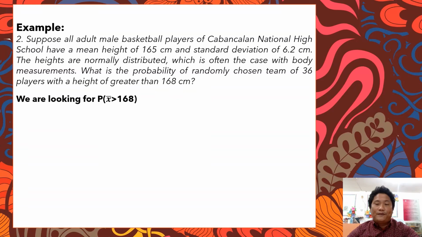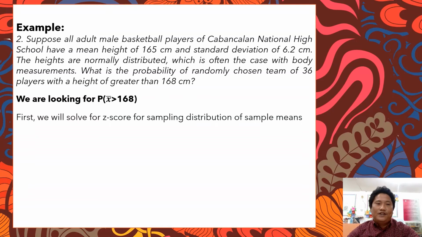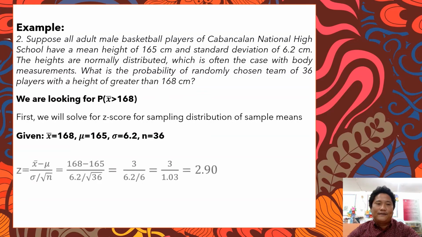So we are looking for the probability that our sample mean is greater than 168. First we will solve for the z-score for the sampling distribution of sample means. Our given here: our sample mean is 168 centimeters, our population mean is 165, our population standard deviation is 6.2, and the sample size is 36.